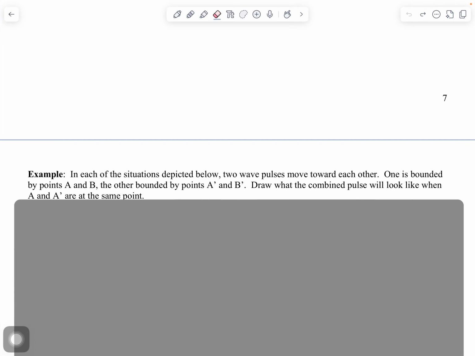In each of the situations depicted below, two wave pulses move toward each other. One is bounded by points A and B. The other is bounded by points A prime and B prime. Draw what the combined pulse will look like when A and A prime are at the same point.